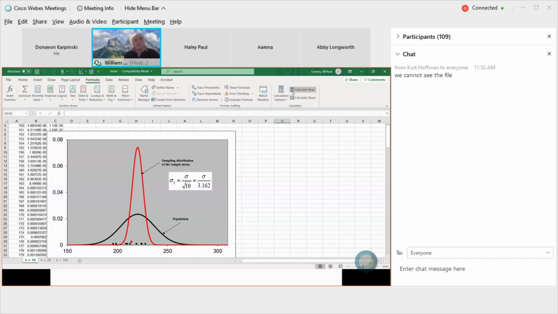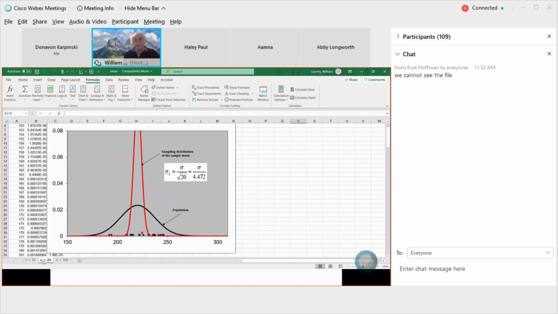It's coming from the sampling distribution of the mean, which is also a normal distribution. It's centered at mu, but its standard deviation is smaller. It's sigma over root n. Now, if I change this to n equals 20, there are 20 observations being selected. The standard deviation is a bit smaller. It's sigma over the square root of 20.